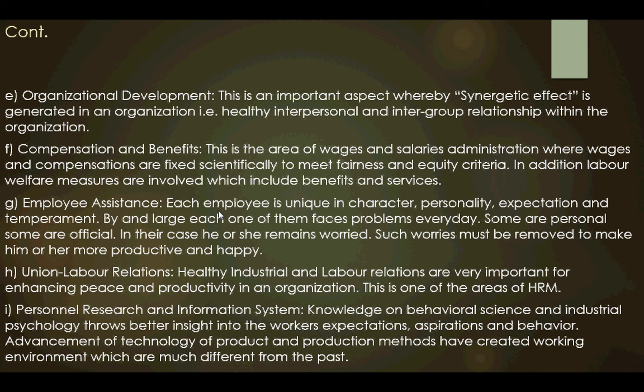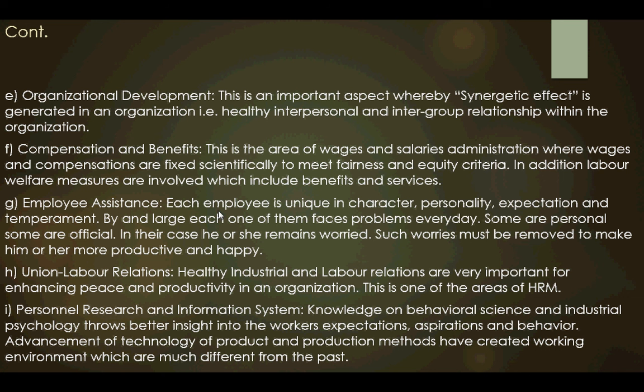Compensation and benefits. This is the area of wages and salaries administration, where the wages and compensations are fixed scientifically to meet the fairness and equity criteria. In addition, the labor welfare measures are evolved which involve benefits and services. Compensation and benefits is a very important task, and that shows the scope of the human resource management. That is the work done by the HRD.